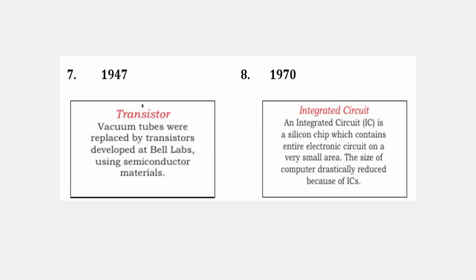Then go to the next computing device, the integrated circuit. This was invented in the year 1970. The integrated circuit was used in the third generation computer system. An integrated circuit is a silicon chip which contains the entire electronic circuit in a very small area. The size of the computer was drastically reduced because of integrated circuits. So these were used in the third generation computer system.